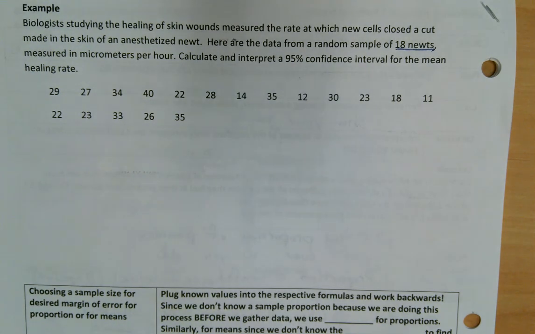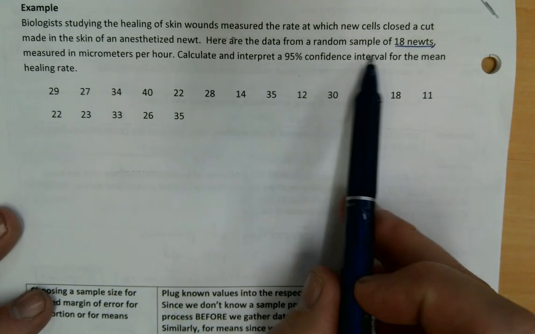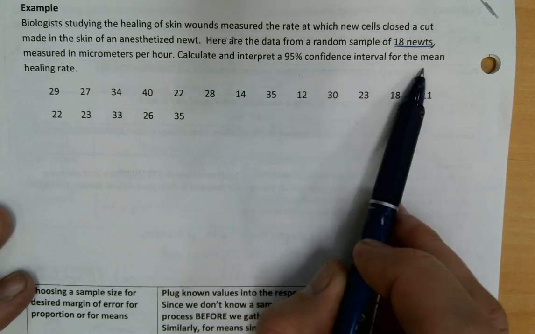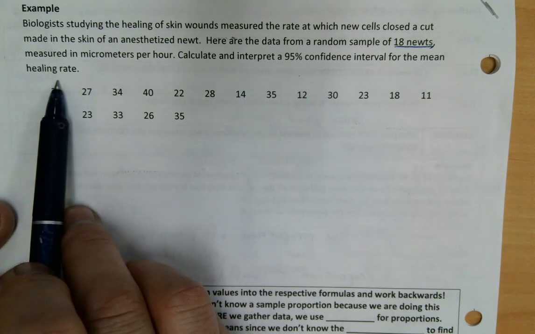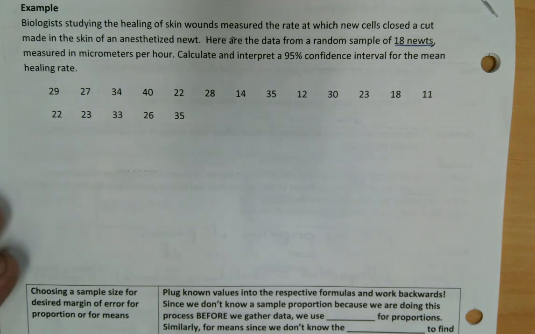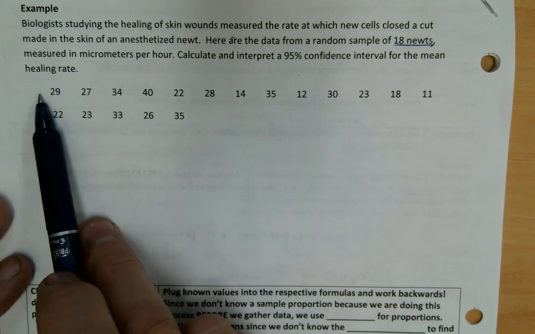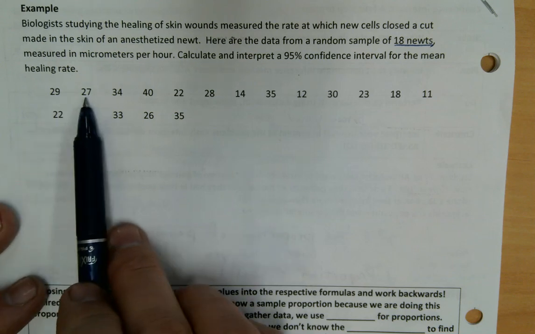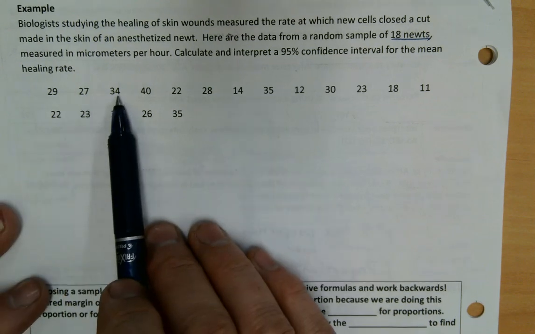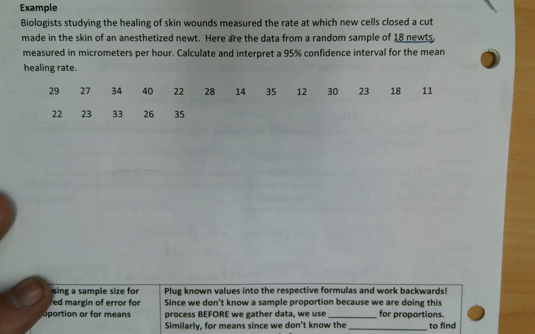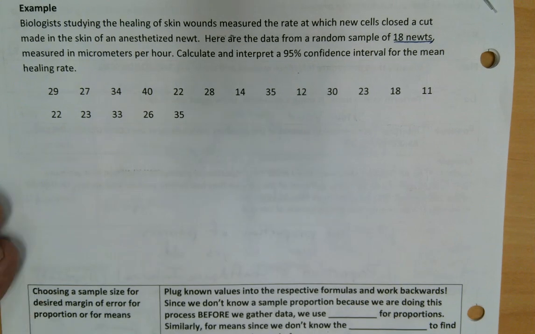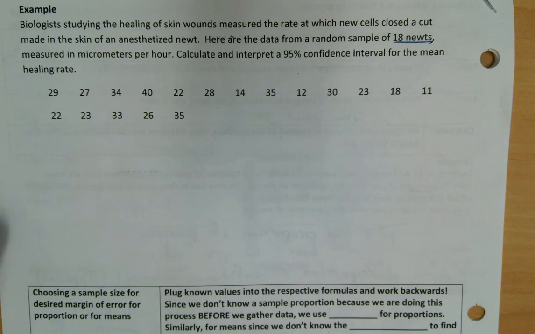Measured in micrometers per hour, calculate and interpret a 95% confidence interval for the mean healing rate in number of days. So we have a newt that took 29 days to heal, and we have another one that took 27 days to heal, and another one that took 34 days to heal, and so on and so forth. So how long does it take to heal on average? That's what we're looking for here.